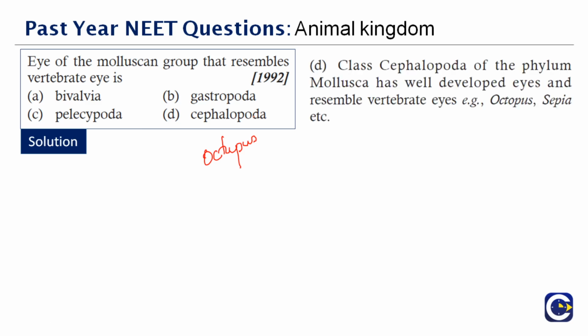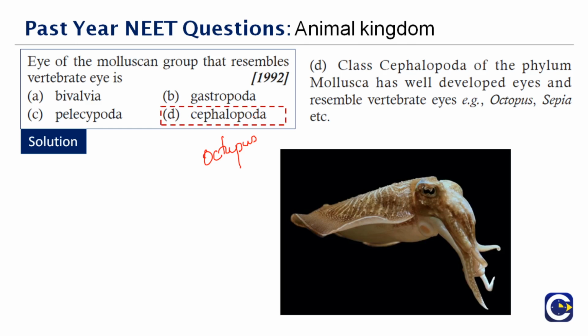So you have sepia here as another example. Apart from octopus, you also have sepia here. Okay, option D is the right answer. So you can see how the eye is. It resembles the vertebrate eye. How strong it is.